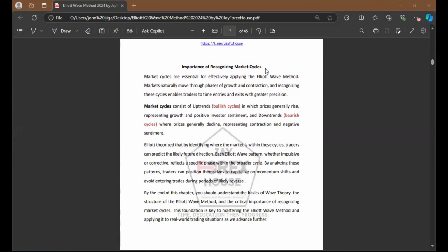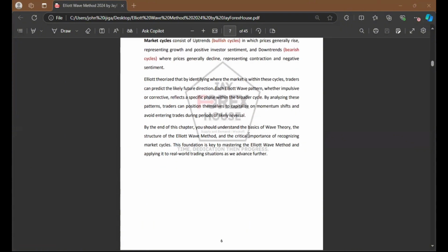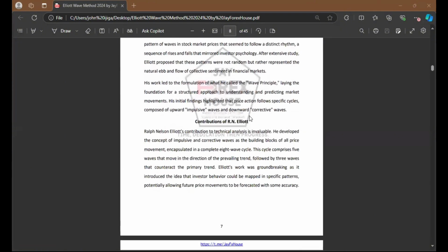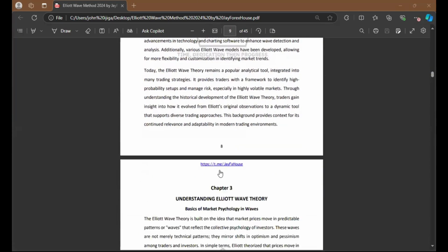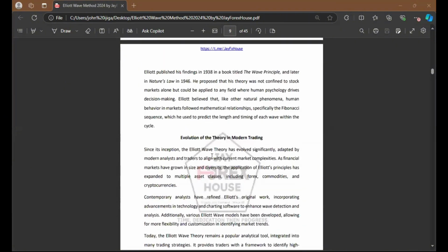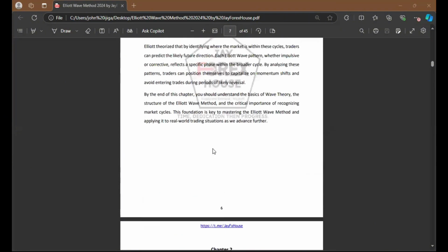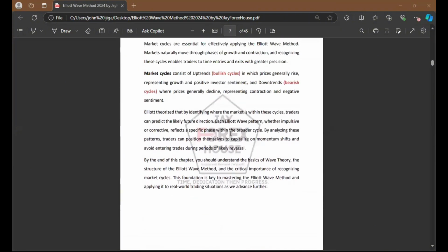So, importance of recognizing market cycle. We're going to just cover this and then the historical background of Elliott Wave method while we leave chapter 3 and the rest to future episodes. So we're going to just cover chapter 1 and 2 and also basically give you insights to how the cycles of the uptrend and downtrend works.